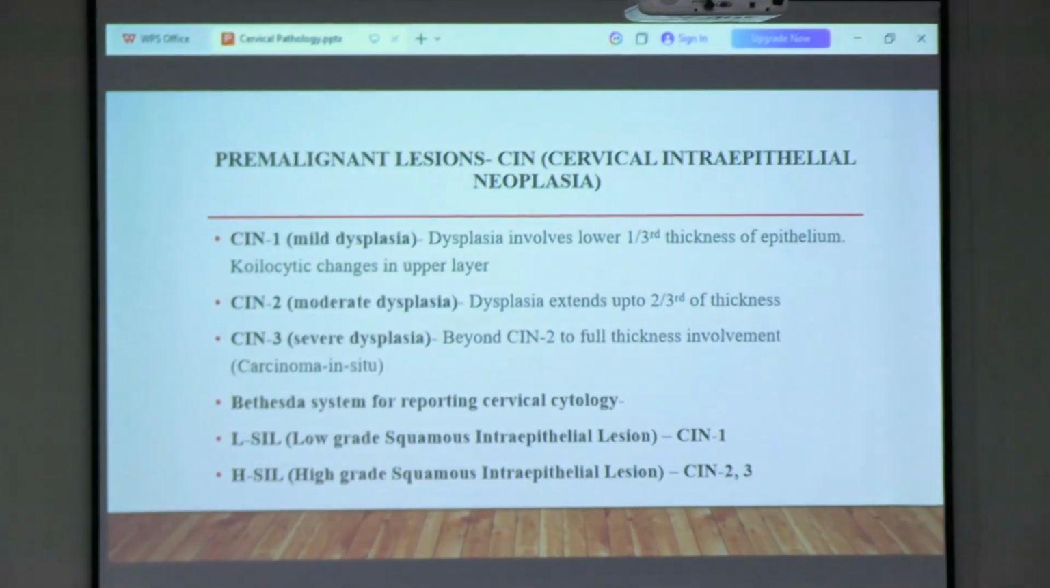You know what carcinoma in situ is? It is basically when the dysplastic changes have taken over the whole of the epithelial thickness, but invasion is still not there. Because invasion is not there yet, we will not call it carcinoma, we will call it carcinoma in situ. Here, CIN3. Clear? Now the Bethesda system is used for reporting in the cervical Pap smear.